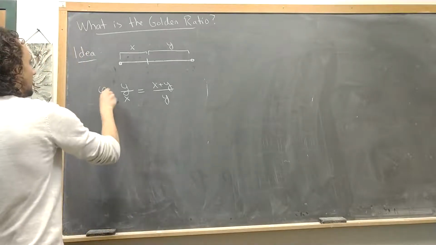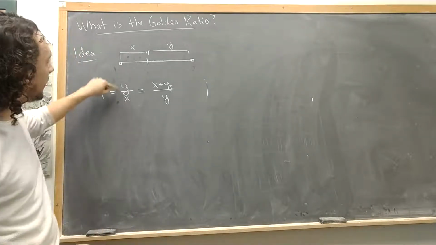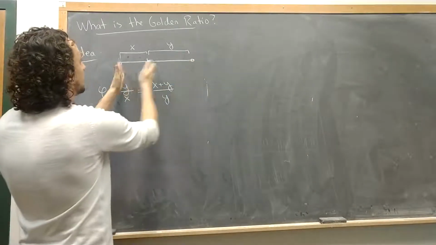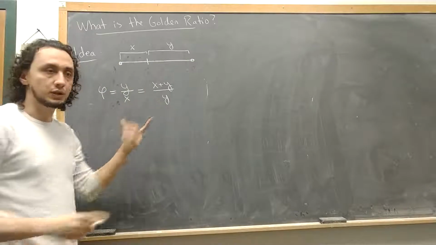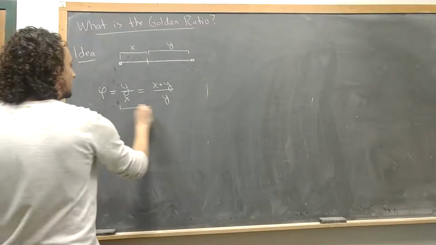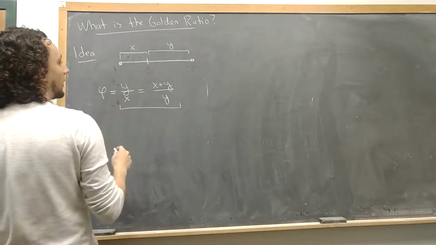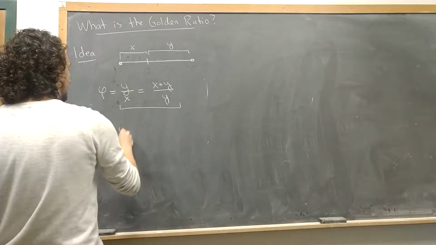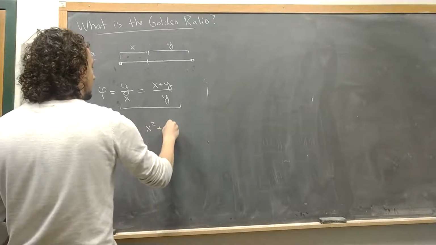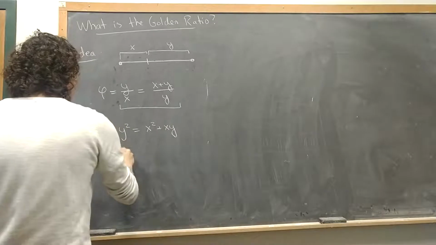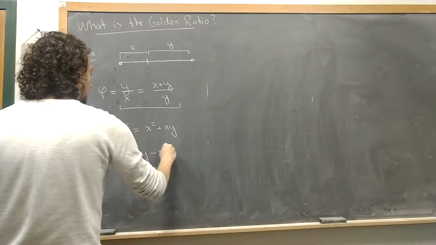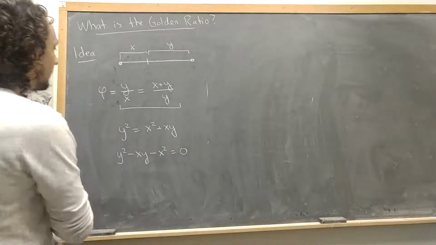The golden ratio is often called phi, so the ratio itself is y divided by x, or equivalently x plus y divided by y. It's the ratio of this length to this length. But we can use this equation, manipulate it, to figure out what phi is. So one thing we can do from here is multiply both sides by y and by x. That gives us y squared equals x squared plus xy. Rewrite this as y squared minus xy minus x squared equals 0.